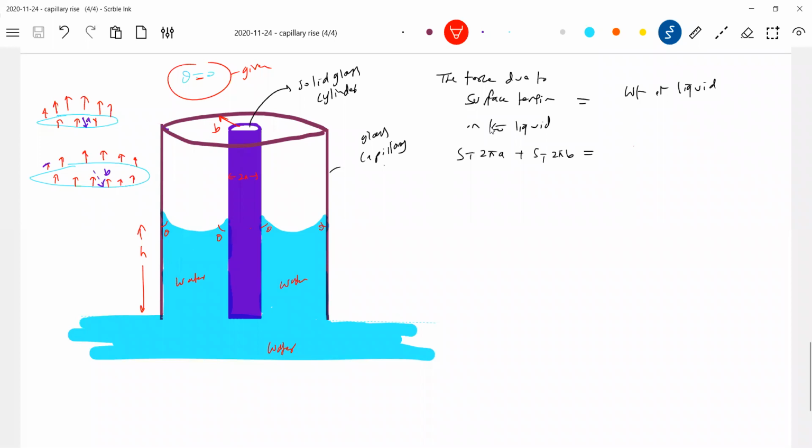What is the weight of the liquid? Density rho into pi b square h minus pi a square h into g. Why subtraction? Because in this total volume of liquid here, I should subtract this much volume of liquid, no? Then only I'll get this one.